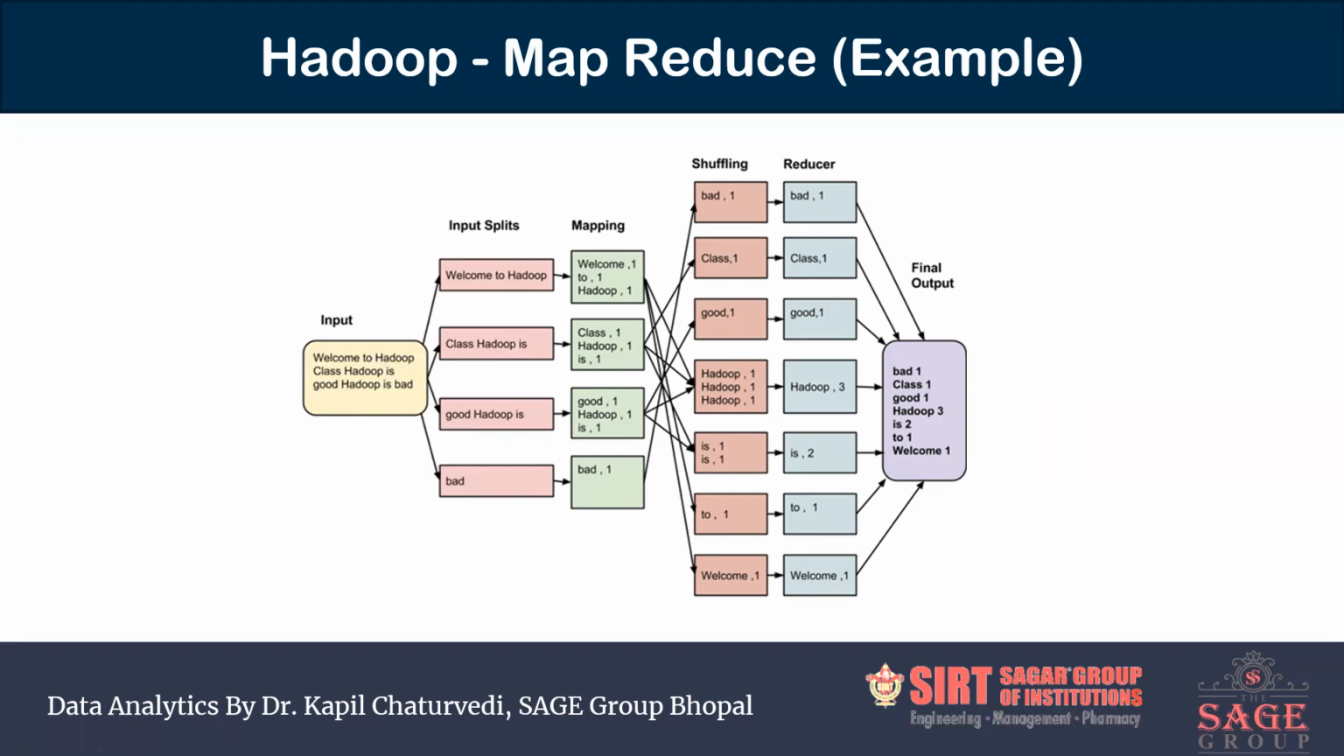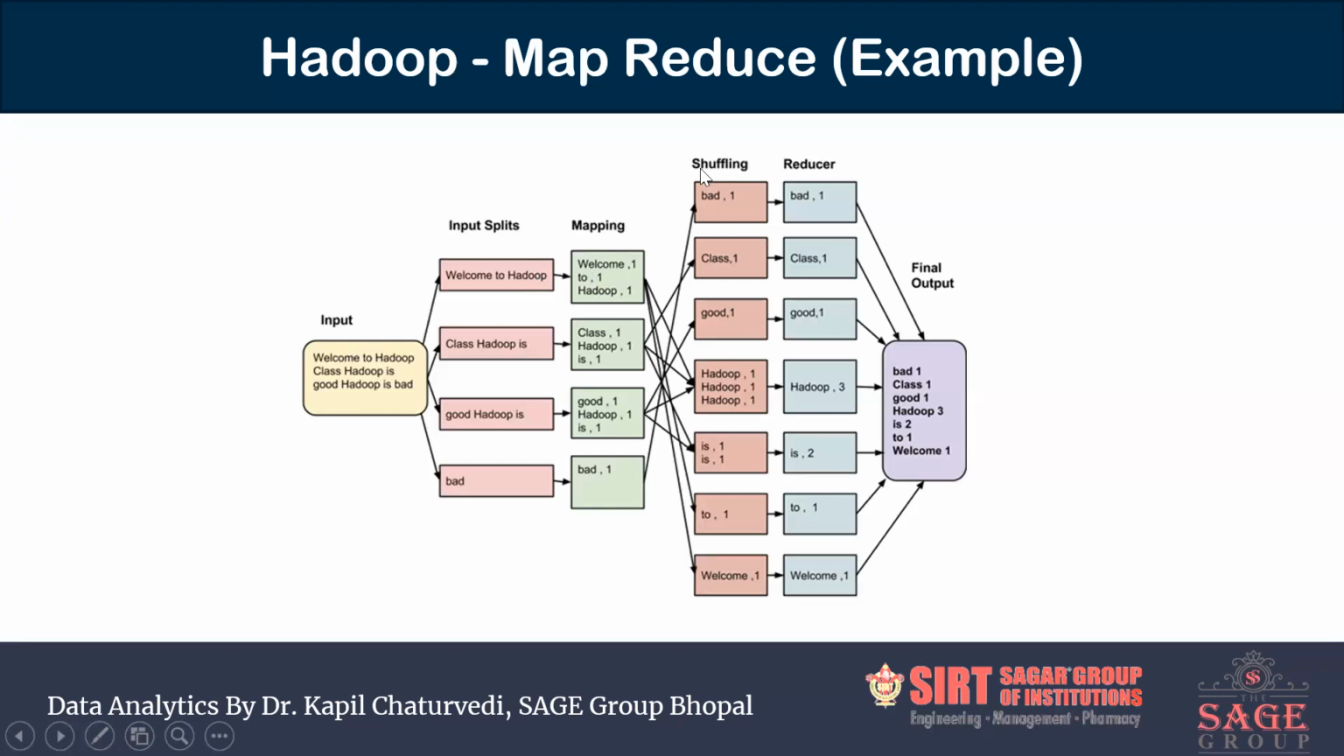Now we will apply the mapping. Mapping means we try to find out how many times a particular word comes in that string. It means we are trying to find out the frequency of the particular words. So in the mapping phase, we check that welcome comes one time, to comes one time, Hadoop comes one time, class one time, Hadoop one time, is one time, good one time, Hadoop one time, is one time, and bad one time. Once we apply the mapping, it means we are mapping the words with their frequencies.